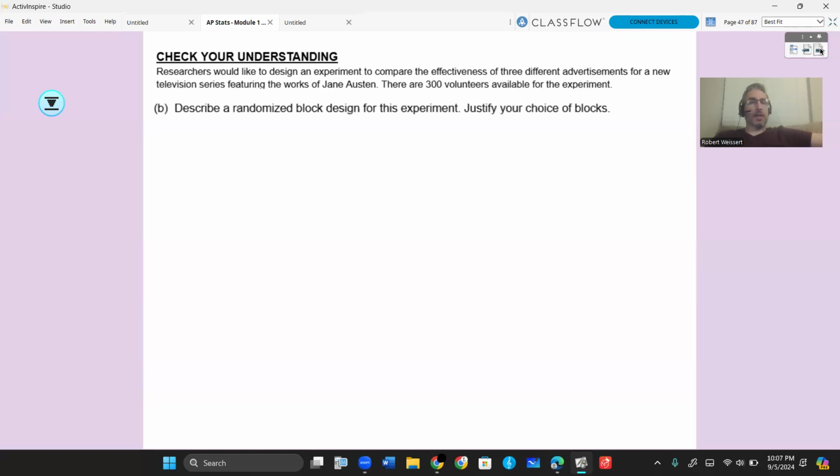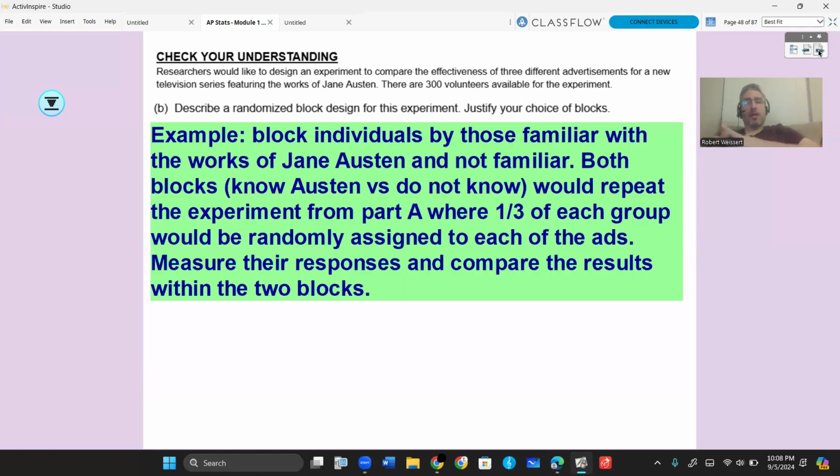A randomized block design. How can we do that? And this can be up to your interpretation. How might different people react to advertisements for a new television series featuring the works of Jane Austen? I'm not familiar with Jane Austen, so I don't know how I would be impacted on that. Some people that might be familiar with Jane Austen may have a better understanding of how this would affect them, or if their interest level would be piqued for these ads. So you could group them by their familiarity with the works of Jane Austen.